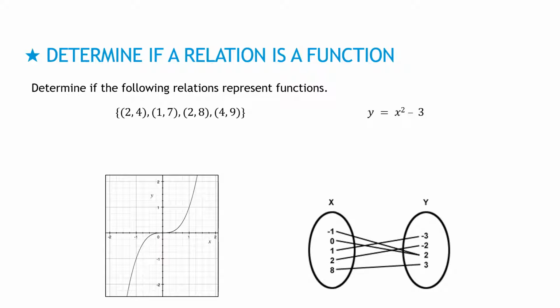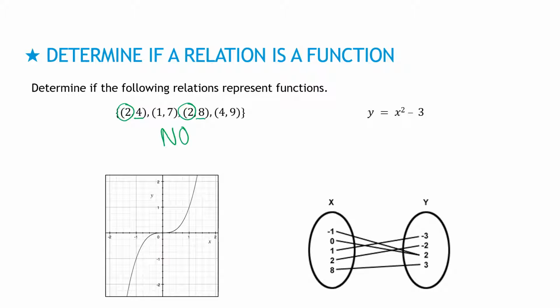For my first guy, remember that I would be looking for, is there an element of the domain that happened more than once? And it in fact did. 2 happened more than once. And 2 is mapped to 4, but it's also mapped to 8. And that is what makes that not a function.